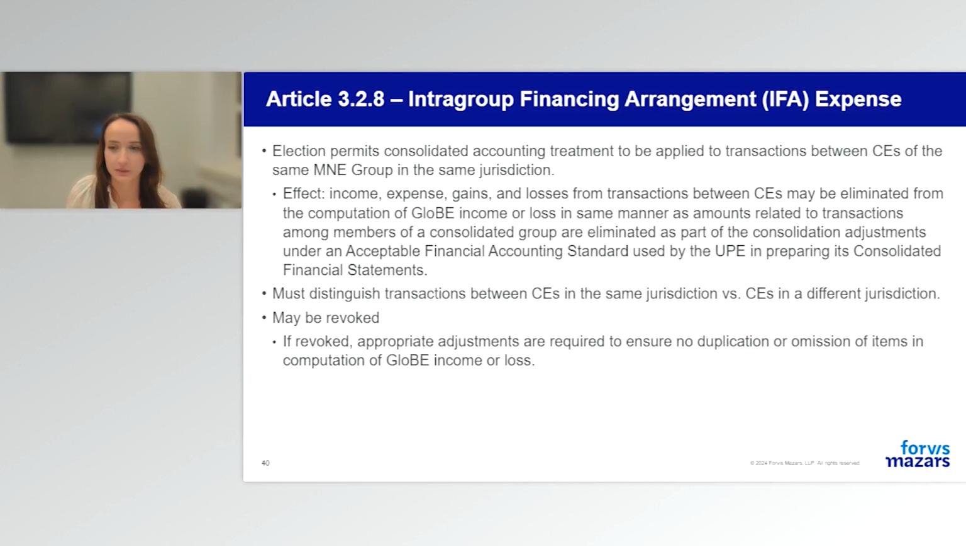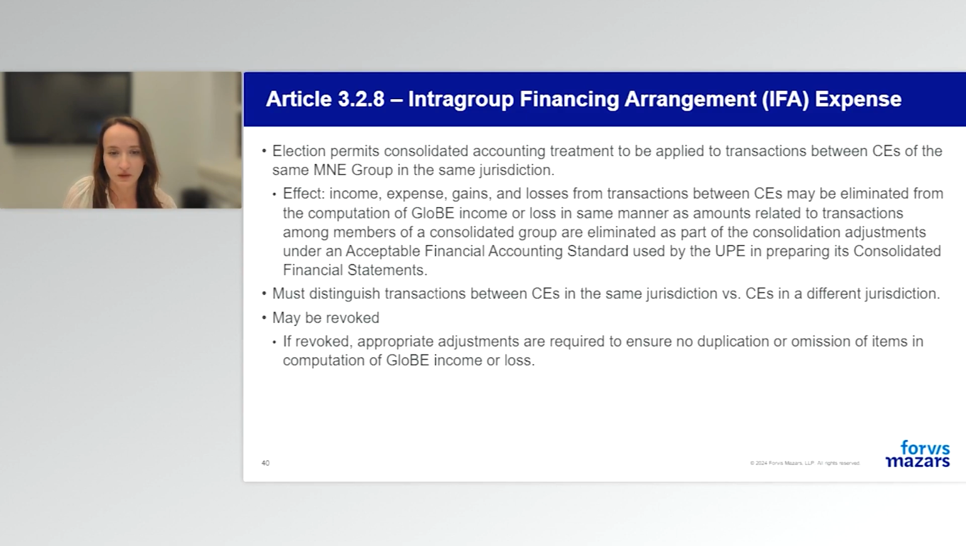Yeah, then the next slide for the intergroup transaction. This is an election which allows M&A groups to apply consolidated accounting to transactions between constituent entities located in the same jurisdiction. This eliminates intergroup income, expenses, gains, and losses from the computation of the GloBE income or loss. It requires tracking of jurisdiction-specific transactions. And if the election is revoked after a certain period, then adjustments are required to ensure that there's no duplication or omission of GloBE income or loss.